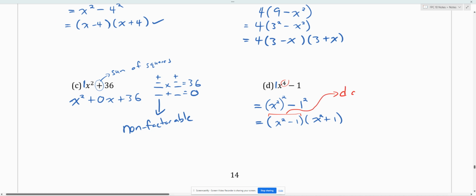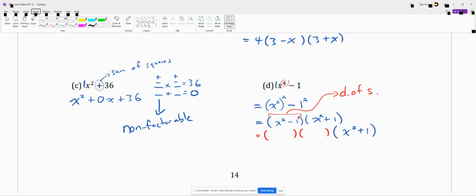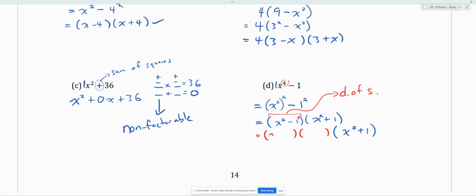This is a difference of squares, D of S for short. So we're going to do our same method. This can be written as 1 squared, and we're going to write 2 new pairs of brackets for that one, and I'm going to copy down, let's color code this. I'm going to keep the blue one, the x squared plus 1, because that's a sum of squares, which we know we can't factor. So again, using our method, this now is going to be just x minus 1 and just x plus 1, because that was our difference of squares coming from here.